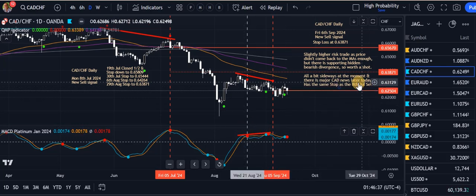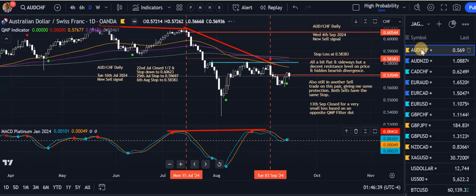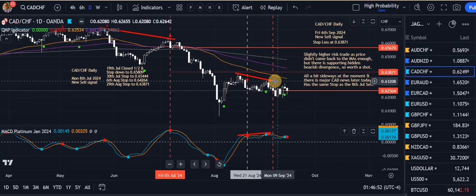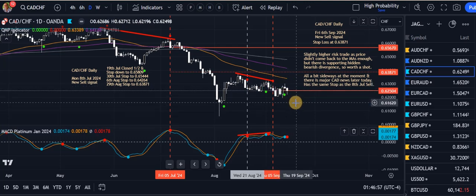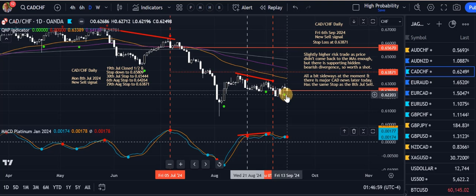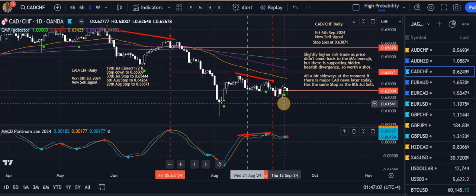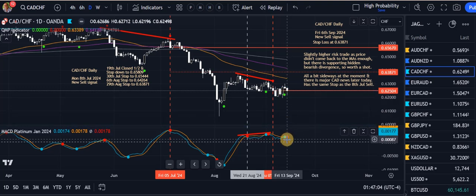So when I come to a choice between this and the Aussie Swiss, I'll just go back to the Aussie Swiss. You see how the MACD platinum's below the zero level. Now we've got this pop up, and this price action, it's down, but it's ugly. Whereas the CAD Swiss is a little bit more fluid. And look, I'm doubtful about this, and we've got an opposite QMP filter dot, and I decided against taking the loss. And now we've got a red dot on the MACD platinum above the zero level again, and we're back to the entry level.